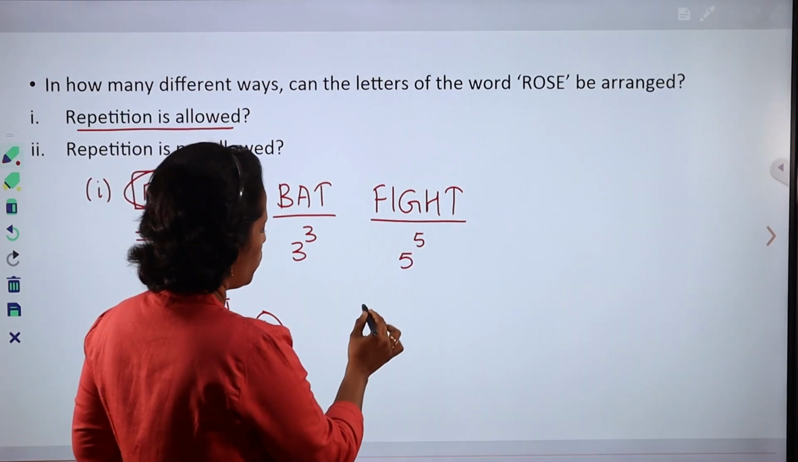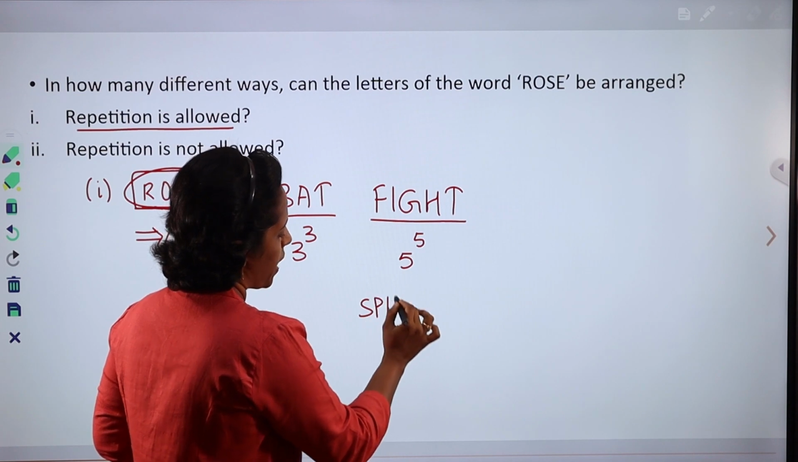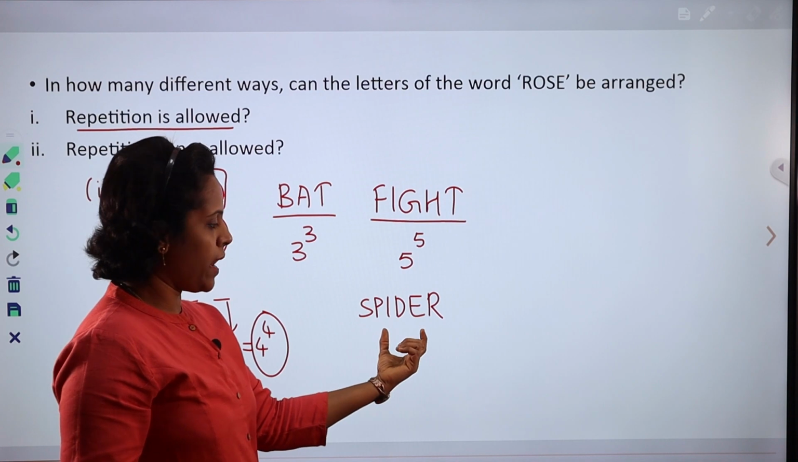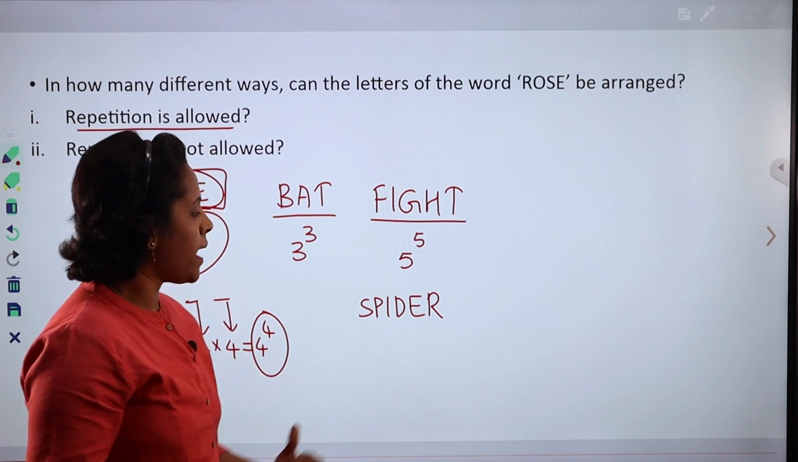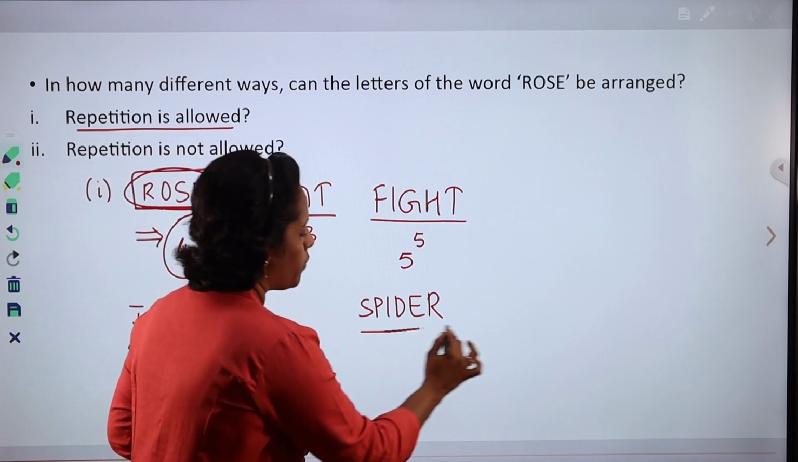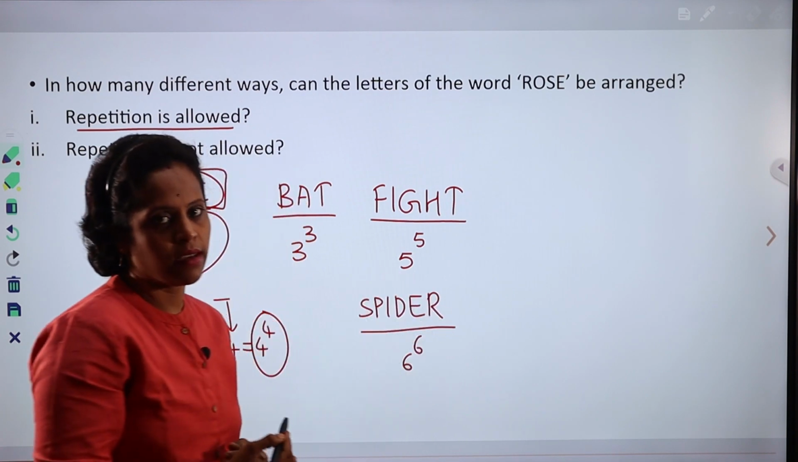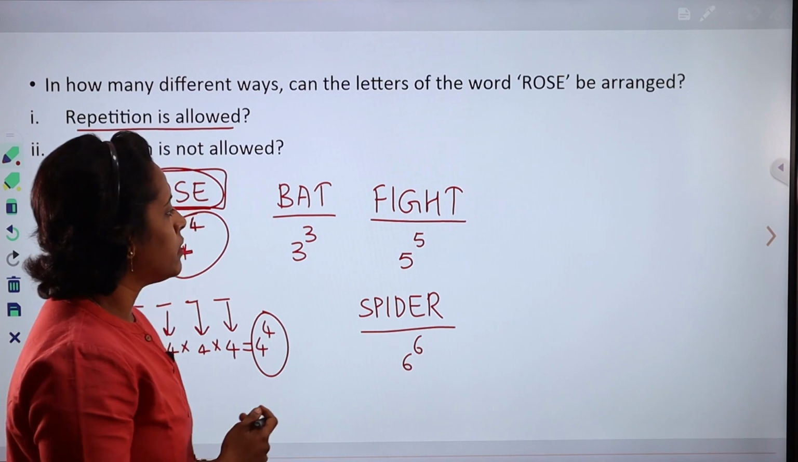Let me try another word. Spider. How many words can be formed using the letters of the word SPIDER and repetition is allowed? What will my answer be? 1, 2, 3, 4, 5, 6. 6 power 6. Hope this makes it easy.